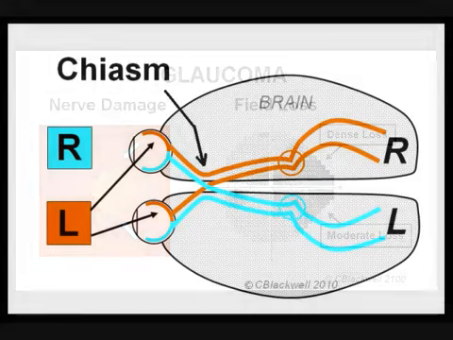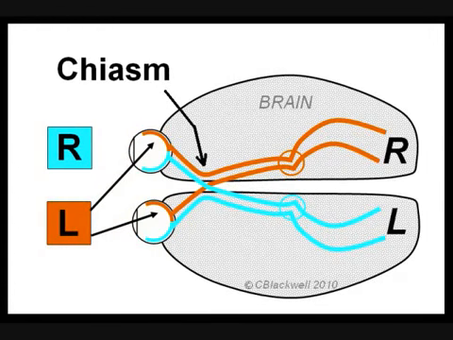After the nerve fibers exit the eye, they travel through the orbit and meet at the base of the brain in a structure called the chiasm. At this junction, half of the nerve fibers stay on one side, while the other half cross over to the other side. Following the colors in the diagram shows how nerve fibers divide into right and left halves of vision. Specifically, the right half of the brain serves the left half of vision, and vice versa.